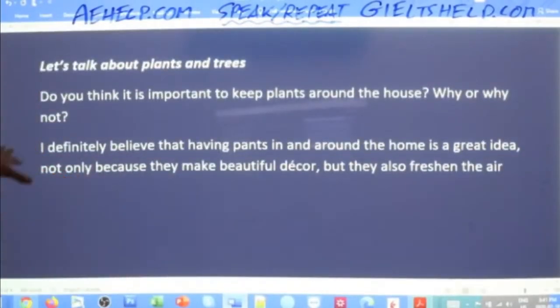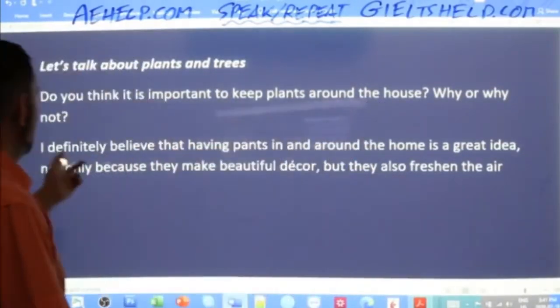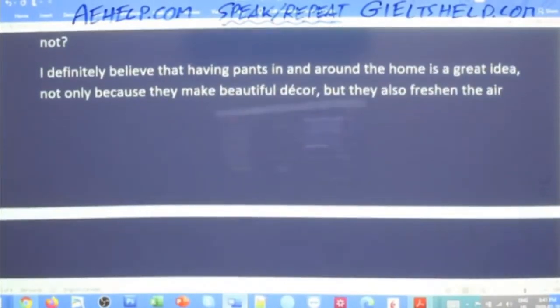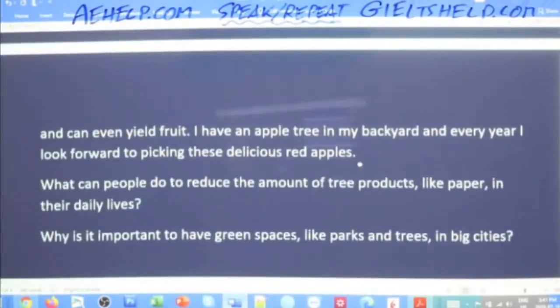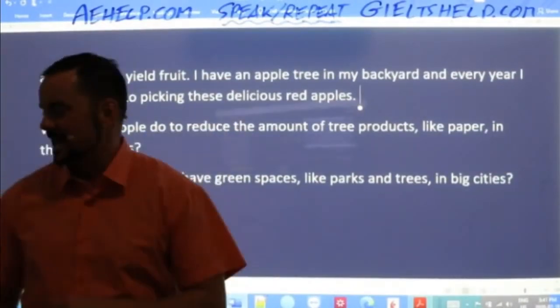Repeat after me. Do you think it is important to keep plants around the house? Why or why not? I definitely believe that having plants in and around the home is a great idea, not only because they make beautiful decor, but they also freshen the air and can even yield fruit. I have an apple tree in my backyard, and every year I look forward to picking these delicious apples.